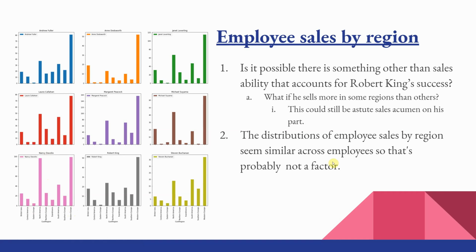So, just looking at these charts, it seems that the customers are evenly spread out regionally for each employee. That gives us more confidence in our previous conclusion that Robert King really is a good salesperson, and he's able to generate more revenue, perhaps by his sales skills and selling more products to customers and so on.